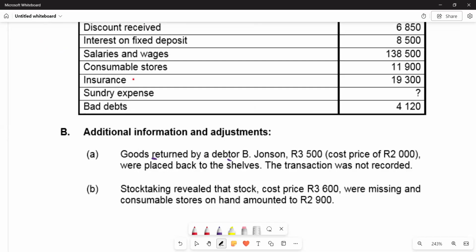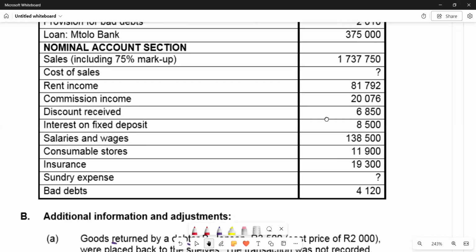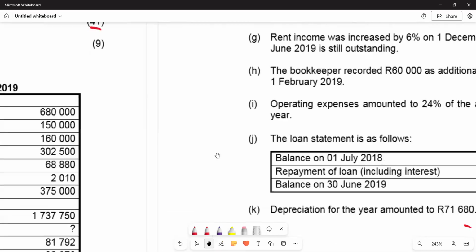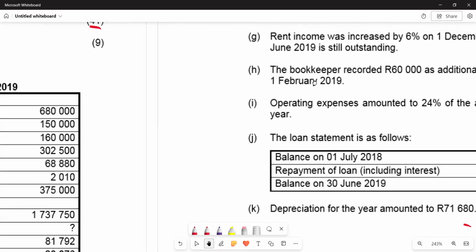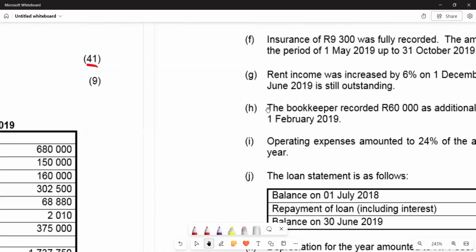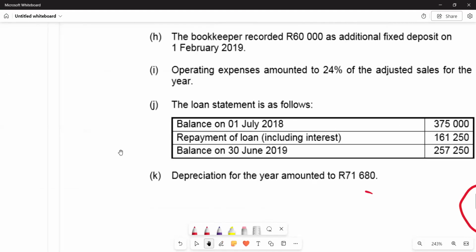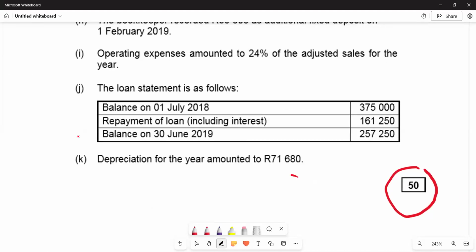We also need to go through the additional information, starting from A and going down. You see that on the next page, we are starting from C, going down to K. And you see that this is at the end of the information part, in the end of the question, and the question has got 50 marks.